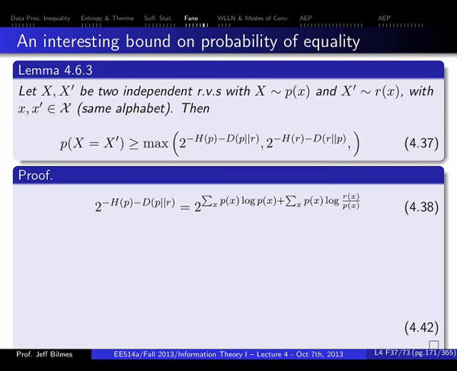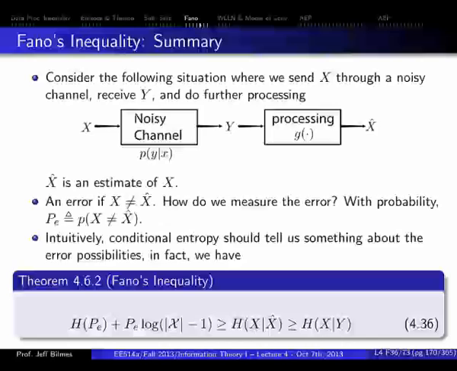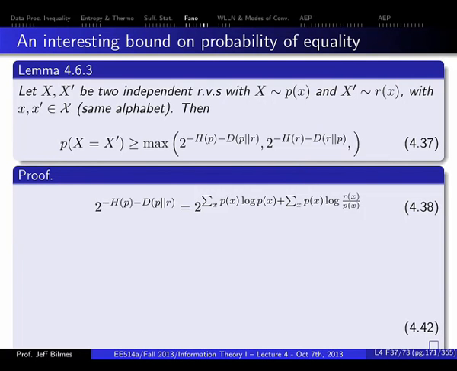So I'm just going to go through this very, very quickly. I'm not going to go through the proof of this, but one of the things I said is that you can use entropic quantities to come up with bounds on probabilities. So you have two random variables and they're independent. The first random variable is governed by P, the second random variable is governed by R, and they're over the same alphabet. And we're interested in coming up with a lower bound on the probability of them being equal. We can do this by the following inequality. It's the max of 2 to the negative entropy minus the KL divergence.